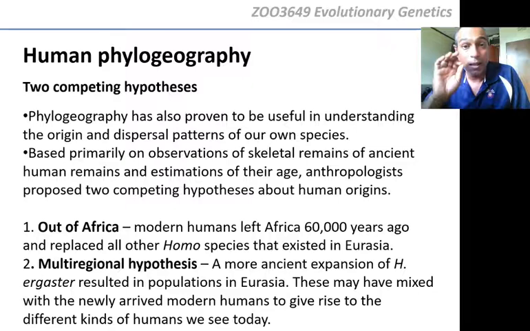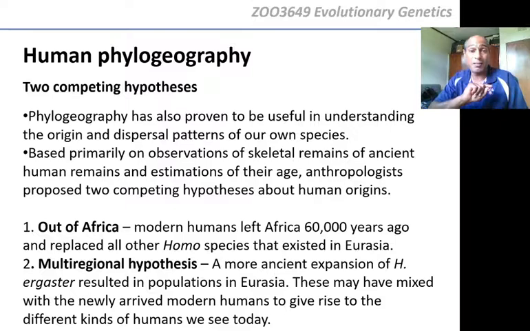Out of Africa says, sure, that could have happened, but the modern humans that evolved in Africa, those ones left Africa again more recently, 60,000 years ago. And those ones replaced those Denisovas and Neanderthal they found on that side. Okay? There was no mix. So the modern humans are not descended from those Denisovas and Neanderthals, like the multi-regional says. The out of Africa says all humans are descended from Africans very recently, 60,000 years ago. Okay? So those are the two hypotheses of human phylogeography.